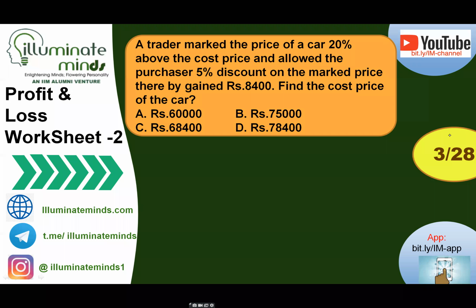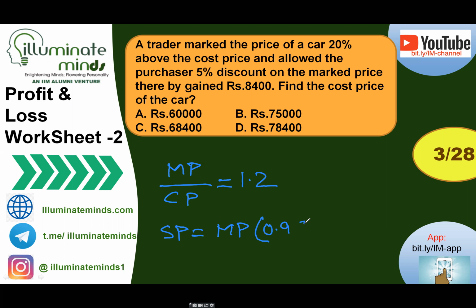Question number 3 says a trader marked the price of a car 20% above the cost price, so mark price by cost price is equal to 1.2, and allowed the purchaser a discount of 5% on the mark price, thereby gained 8,400 rupees. No problems. So selling price is equal to, we allowed a discount of 5%, so that means 0.95. What I need is the cost price, given that he gained 8,400 rupees.